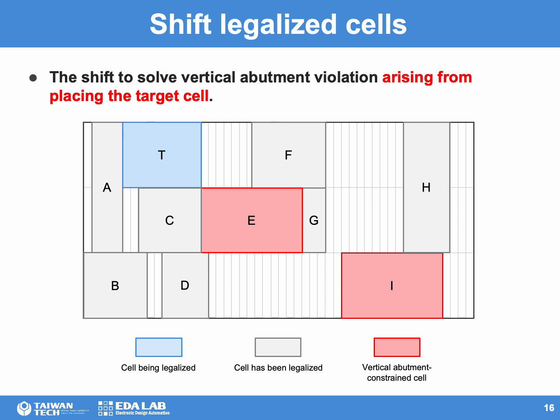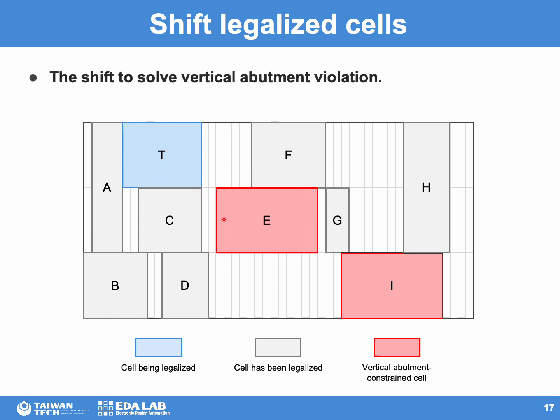Here is an example of a vertical abutment violation. As you can see, when we place the blue target cell at the site, it creates a vertical abutment violation between cell T and E. Once more, we employ the spreading method to resolve vertical abutment violations.